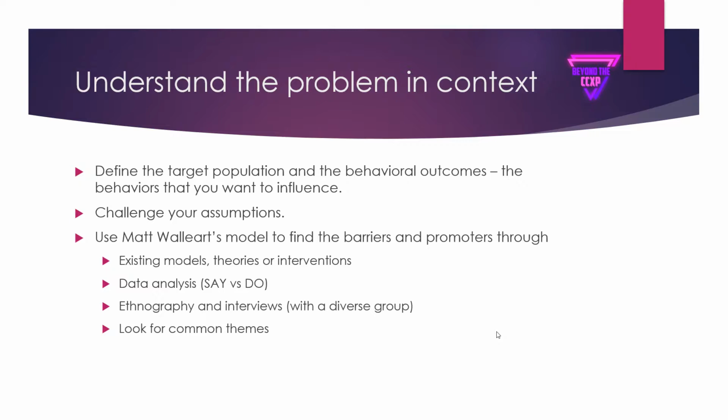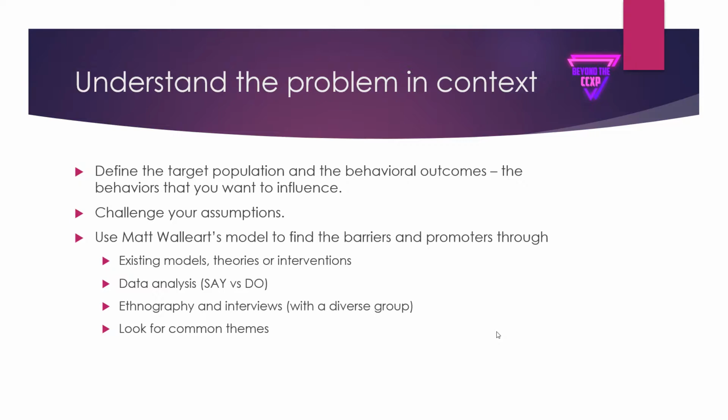Use Matt Welliott's model to find the barriers and promoters. So his inhibiting and prohibiting pressures, we'll call them sometimes barriers and promoters. So look at existing models, theories, or interventions. Do some data analysis if you do have data on what people say versus what they do. Ethnography and interviews. Of course, you want to get a diverse group because you really want to understand the problem from as many lenses as possible. And then also look for common themes.